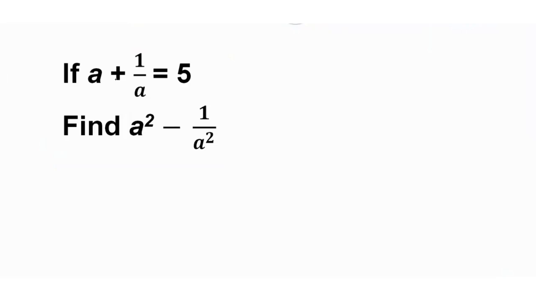In this question, we are given a plus 1 upon a is equal to 5. We have to find a square minus 1 upon a square. Now, this is important. We have to find a square minus 1 upon a square.